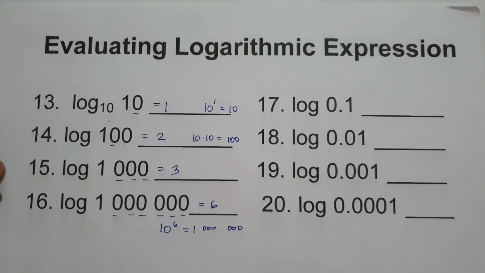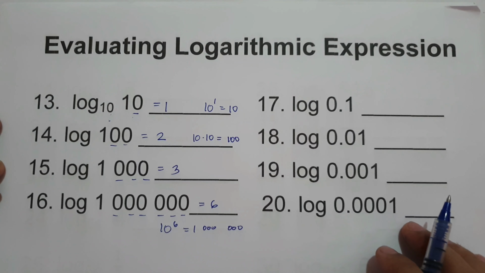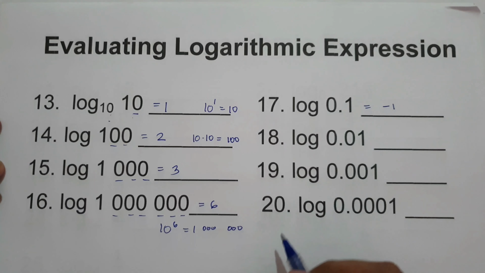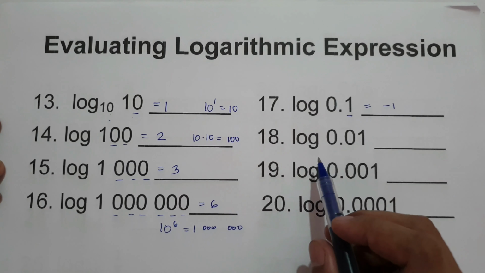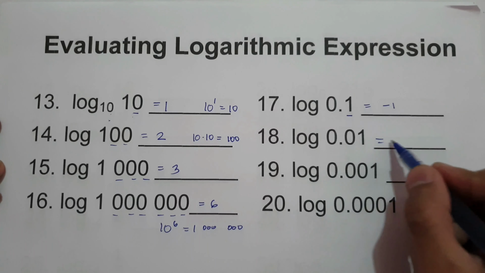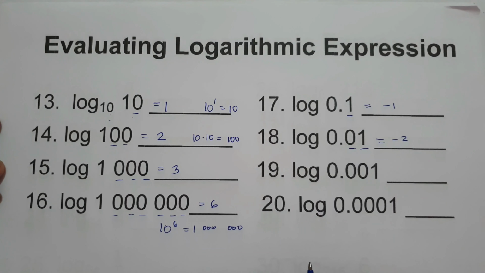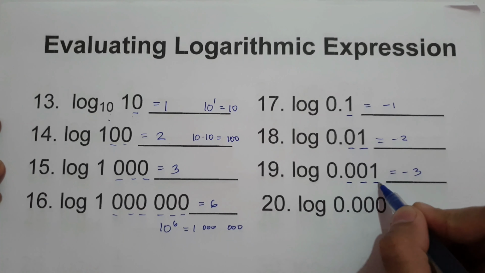What about number 17? Log 0.1. Whenever we have a logarithm less than 1, the result or the answer should be negative. So in this case, log 0.1 is negative 1. All you have to do is count the number of decimal places. So we have here 1. That is negative 1. Log 0.01, that is negative 2. So we have 2 decimal places. Then number 19, log 0.001, that is negative 3. So we have 3 decimal places.